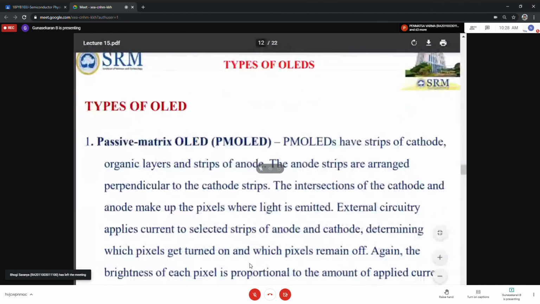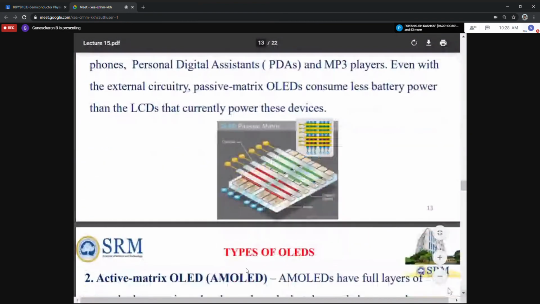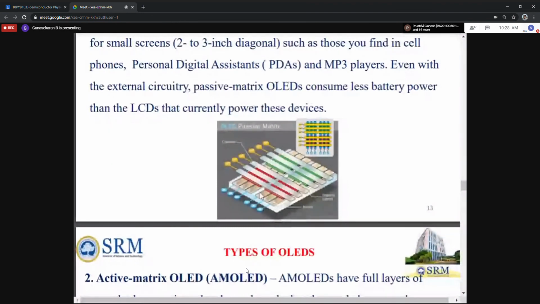First, you will see the passive matrix OLED. First I will show the diagram. So this is a strip, for example a test strip. So cathode strip, anode strip, like that. The cathode and the anode are made up of strips, and each strip is made up of plastic or glass. Most probably it is made up of plastic.